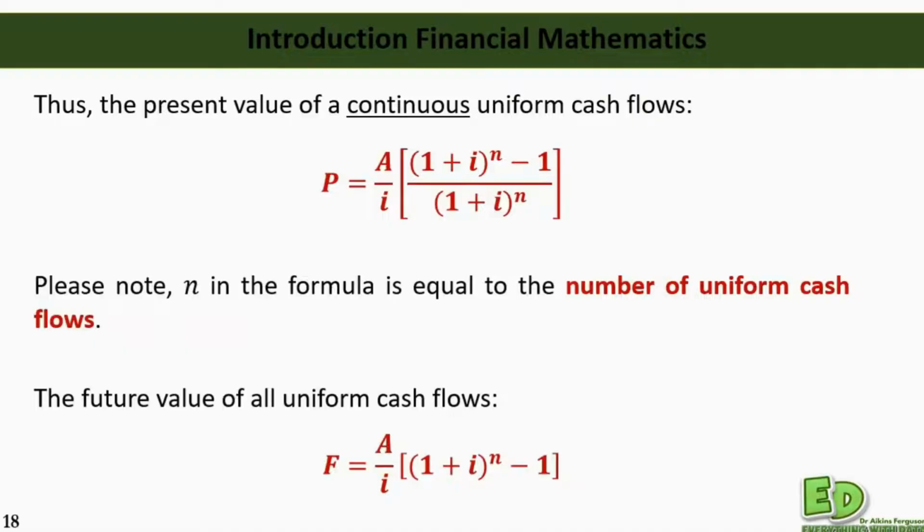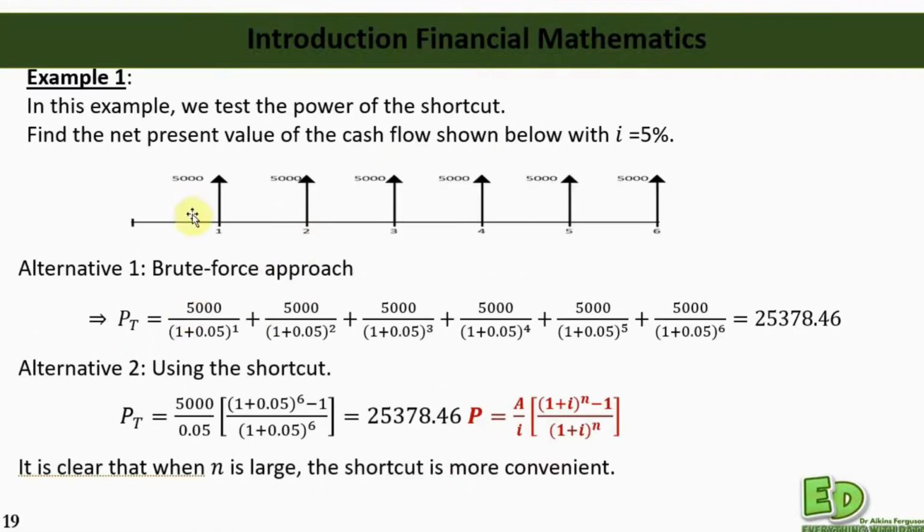So how do you apply that? Looking at this formula, we'll take this practical example. In this example, we test the power of shortcuts. Find the net present value, or the present value, of the cash flow shown below, right? With I, the interest rate, being equal to 5%. So we have the cash flow diagram here. Remember, this is period 0, right? From period 1 to period 6 is a future value. So we should bring all these values here to period 0, right?